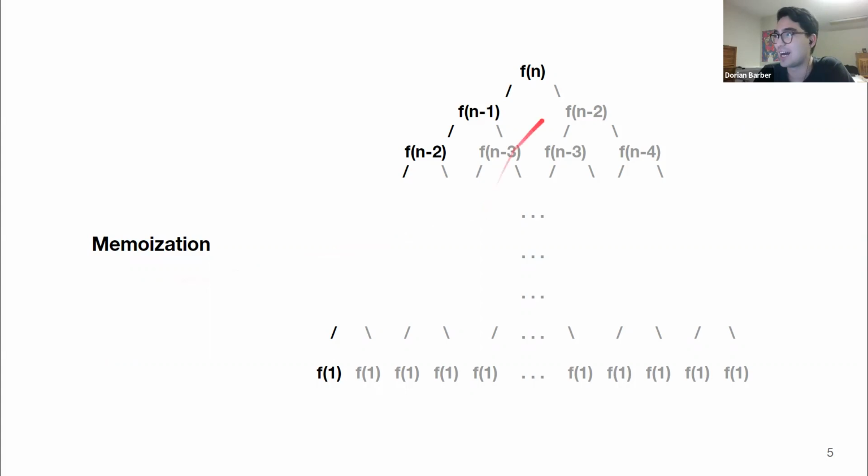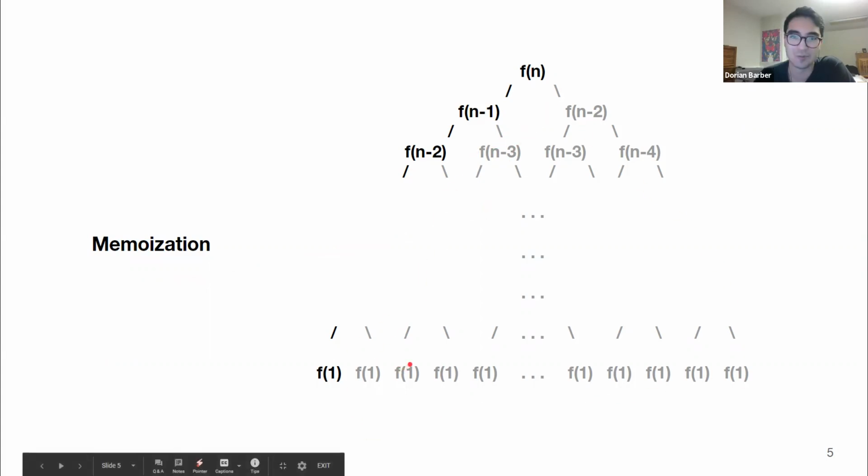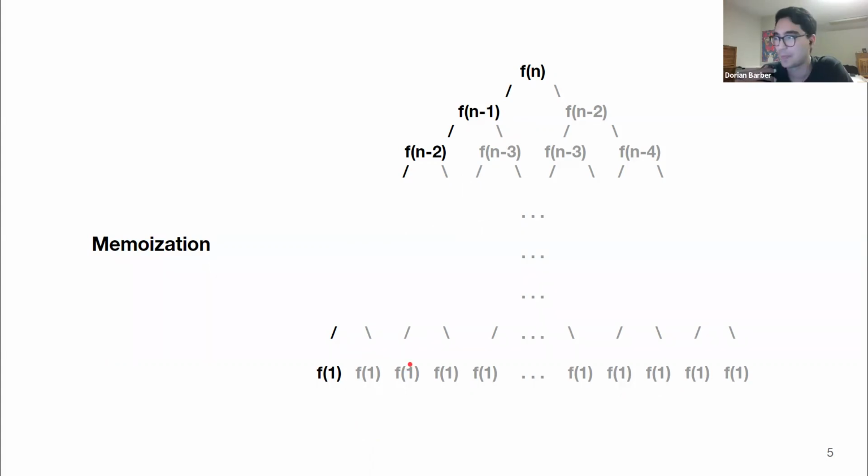And so the reason why I grayed out all of these function calls here is because with memoization, we'll never end up making those calls, right? But yeah, so what's left is just this bolded line down here that goes on the left-hand side.